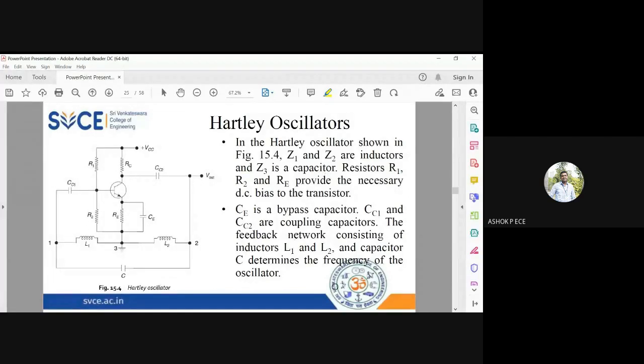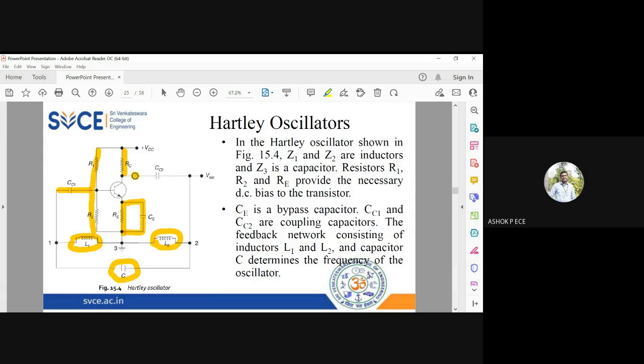So in the general form of oscillators, we were speaking about Z1, Z2, and Z3. Those three are going to play a major role in deciding what oscillator we are going to use. Other than this, the amplifier is a common emitter amplifier with voltage divider bias, so you have R1, R2 voltage divider bias, collector resistance RC, and emitter resistance and bypass capacitance. So these are going to be the general design of a common emitter amplifier.